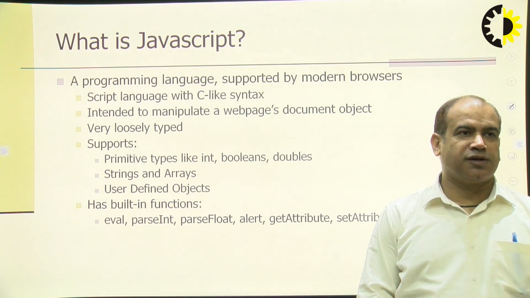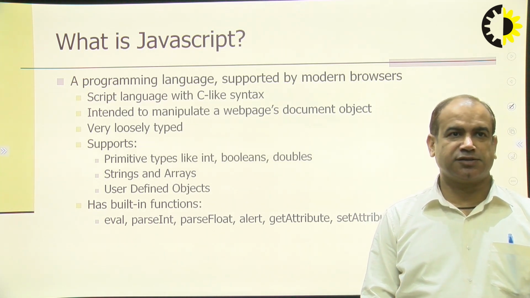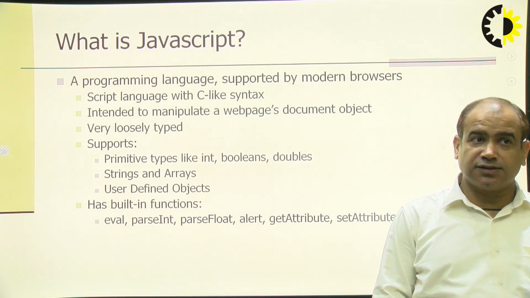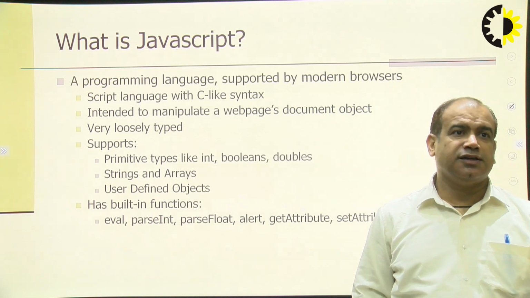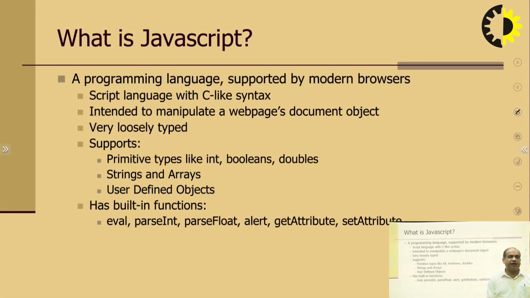So, what is the meaning of JavaScript? JavaScript is a programming language that is supported by modern browsers. A scripting language that is like C, having C-like syntax, and intended to manipulate a web page document object.